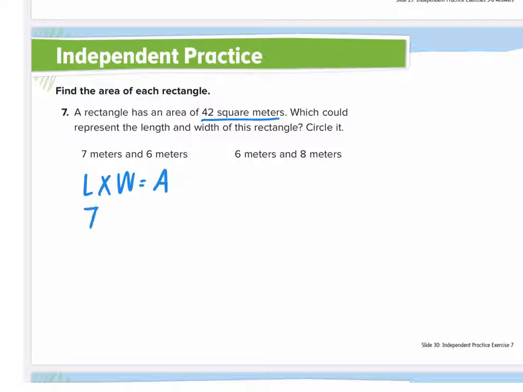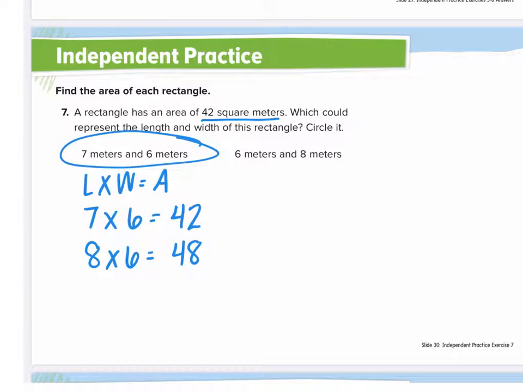So we need to know, is 7 times 6 going to equal 42, or 8 times 6 equals 42? I know 7 times 6 is 42 and 8 times 6 is 48. So 7 times 6 meters would be the correct answer, 42 square meters.